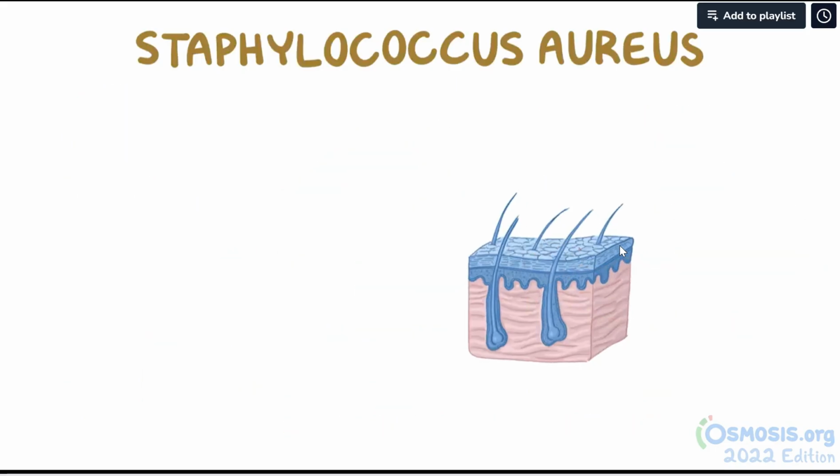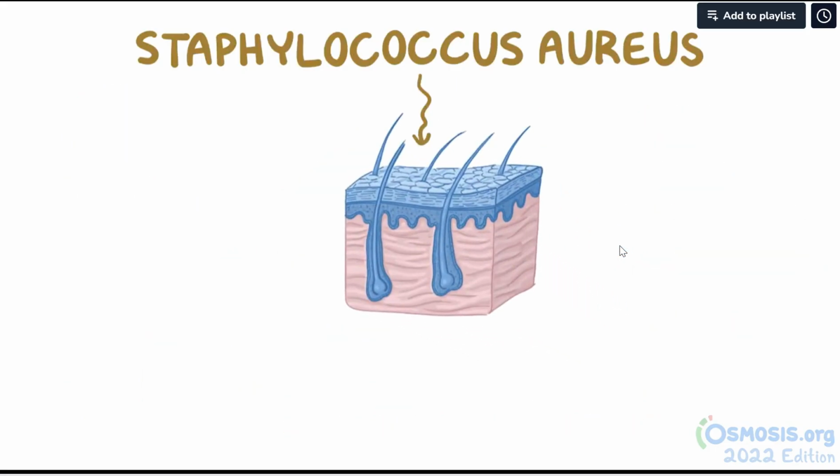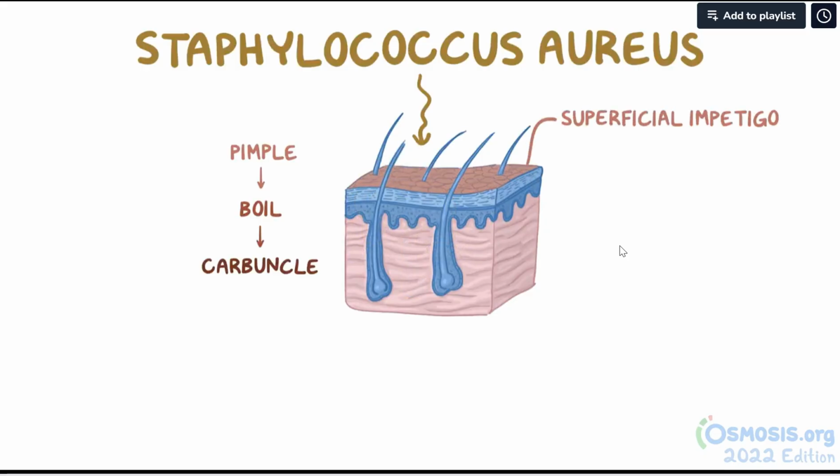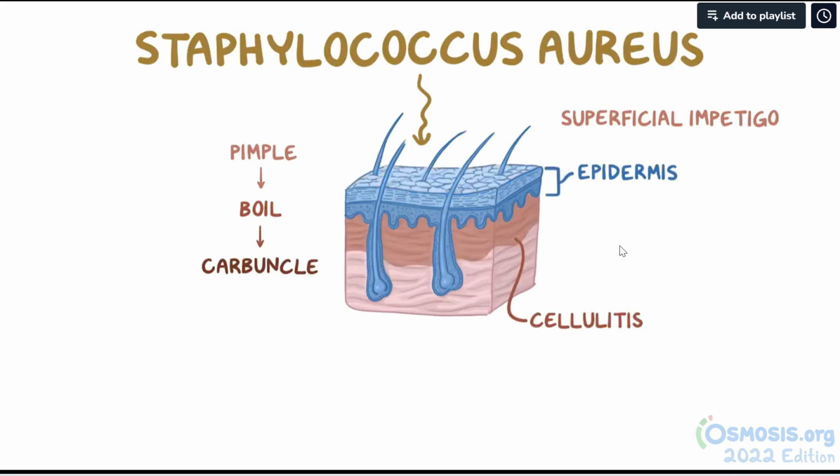When Staph aureus invades into the skin, it can lead to localized skin infections, like a pimple, which can evolve into a furuncle, or a boil. A bunch of furuncles clustered together make a carbuncle. There can also be diffuse skin infections, like superficial impetigo, which is an infection of the epidermis, or deeper-reaching cellulitis, which is an infection of the dermis and can spread over larger surfaces rapidly.